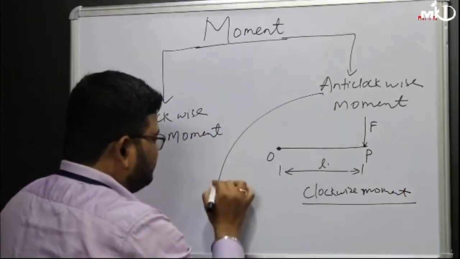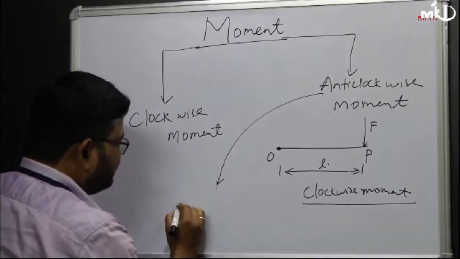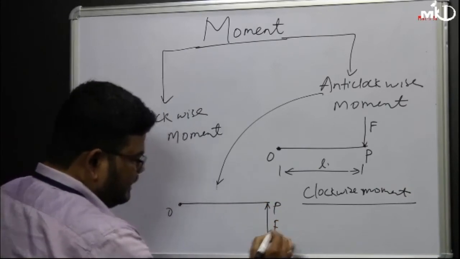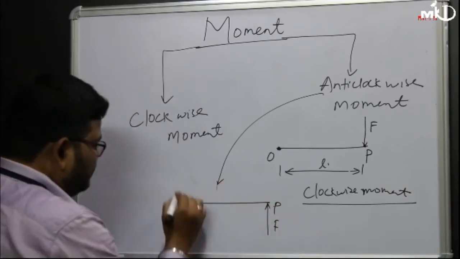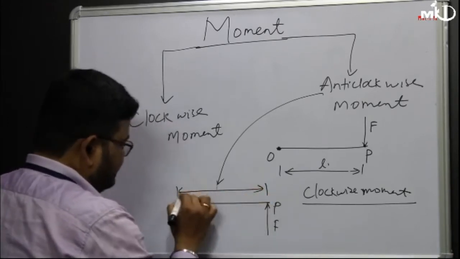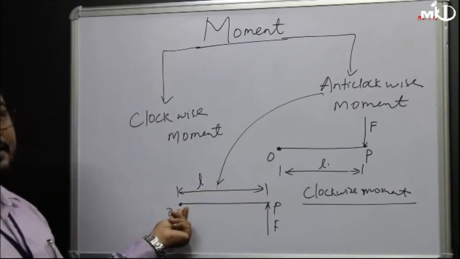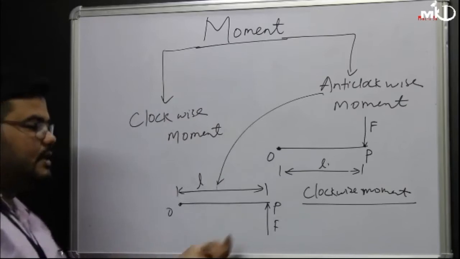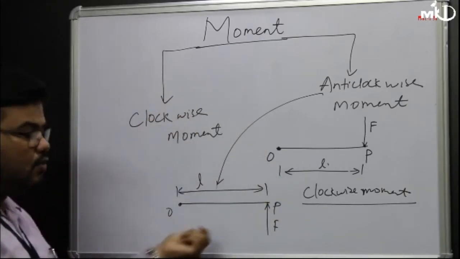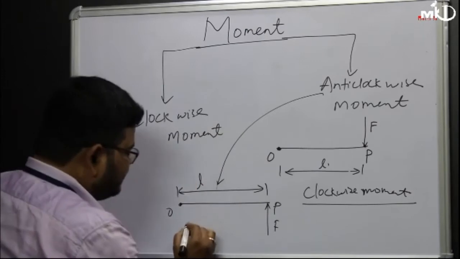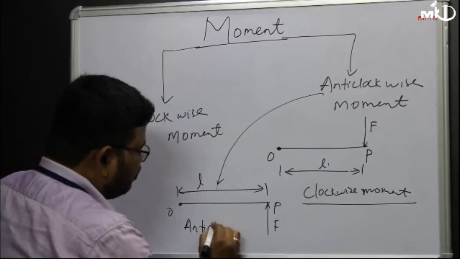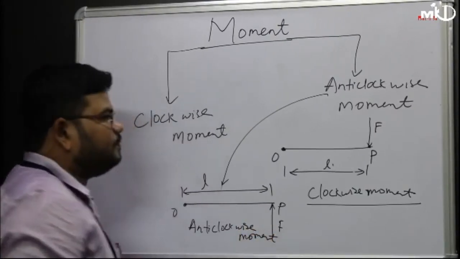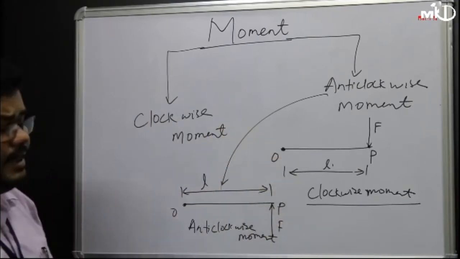Now, this anti-clockwise moment, again I am drawing the same figure, but here the direction of force will just be the opposite. So let the force be applied from below the body, and the distance is the same, that is L. Now we can see that if we hinge the body at point O, then this force will move the body in an anti-clockwise direction, that is the direction opposite to the motion of the clock. So this will represent the anti-clockwise moment. Okay, so these two things are very important.